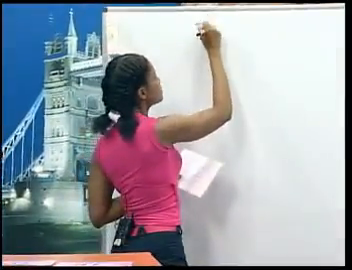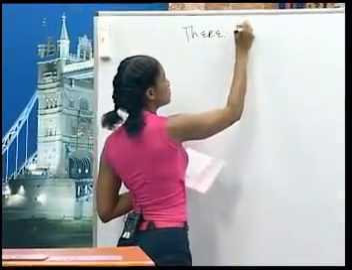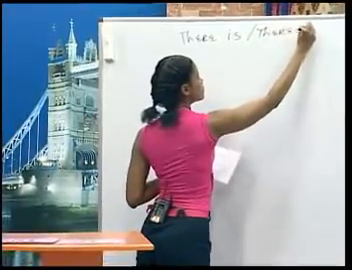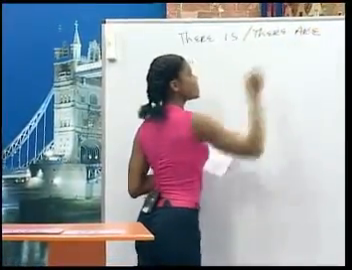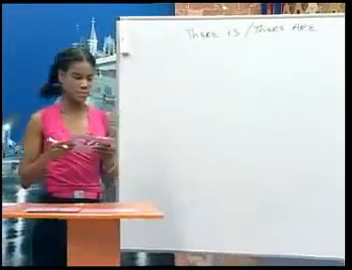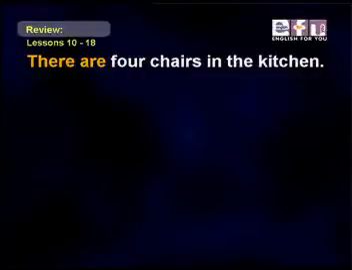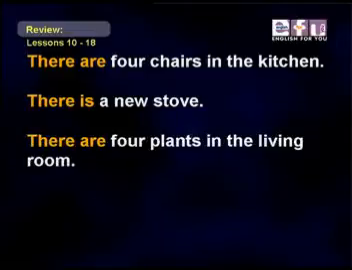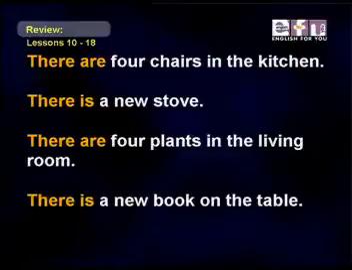Now, let's quickly review. There is and there are to show that something exists. For example, there are 4 chairs in the kitchen. There is a new stove. There are 4 plants in the living room. There is a new book on the table.